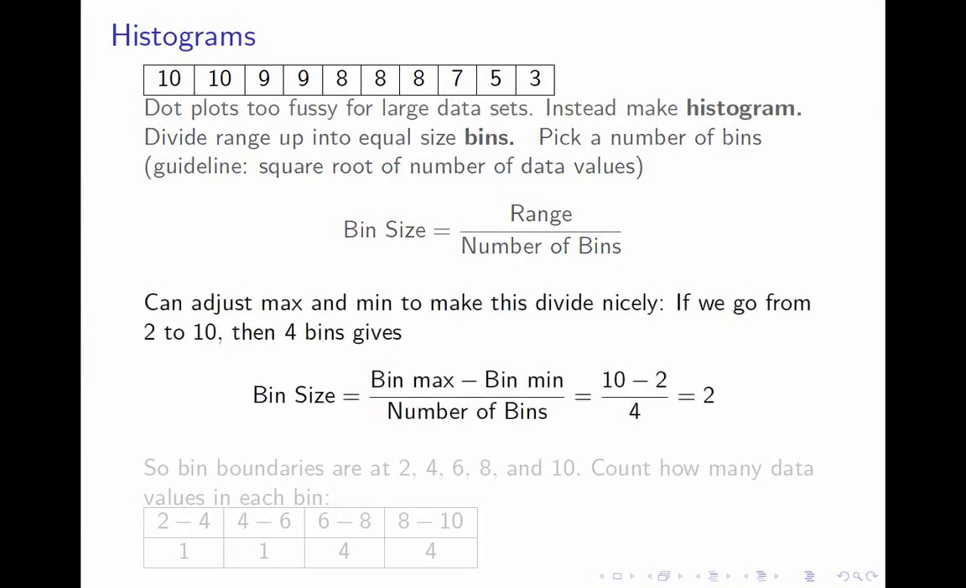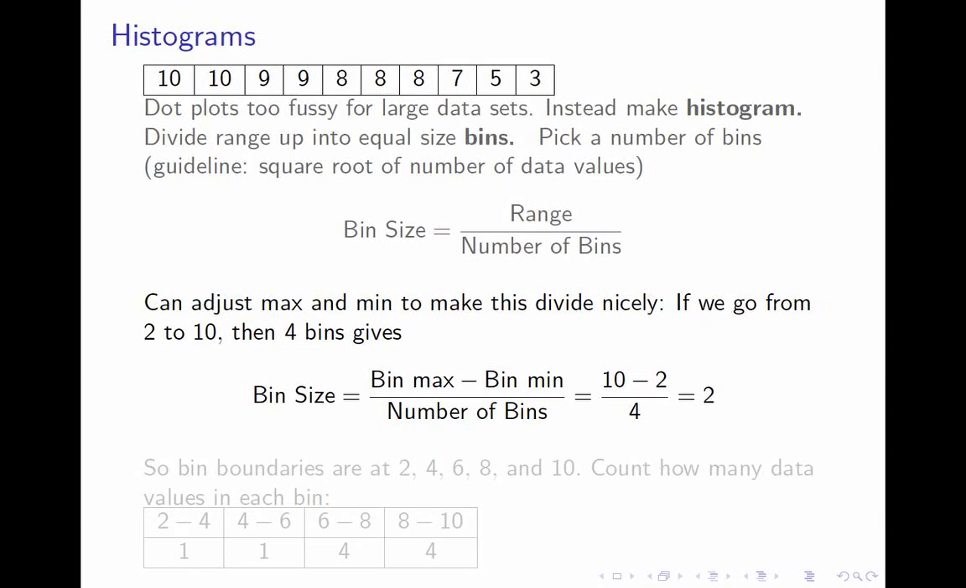That sometimes doesn't work out very nicely. You are allowed to increase the maximum or decrease the minimum a little bit so it all divides evenly. That's a convenience. So for example, here our range is 7. We decided we wanted 4 bins. That wouldn't divide very nicely.